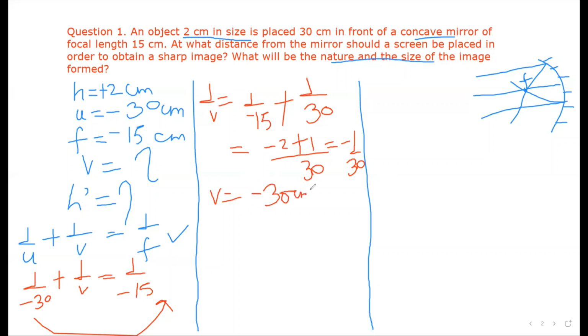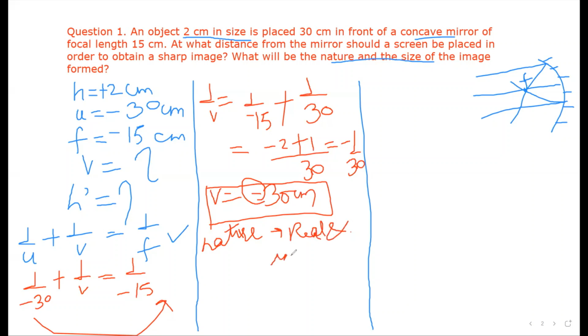So you get the position of the image, that is 30 centimeter. What does the negative sign show? Where it is? It is on the left side, the same side. And it is real and inverted. As it forms on the same side, means left hand side, after actually converging the light rays, the nature will be real. This will be a real and inverted image.